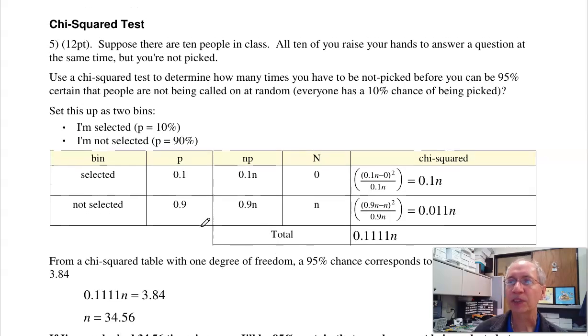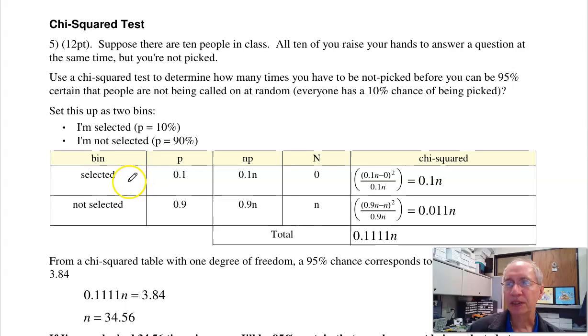The last problem is a chi-square test. In this problem, suppose you're in a class with 10 people. All 10 of you raise your hand at the same time, and someone else is selected. How many times does this have to happen until you notice, or you can be sure, that people are not being called on at random with a 95% certainty? That's actually a chi-square test.